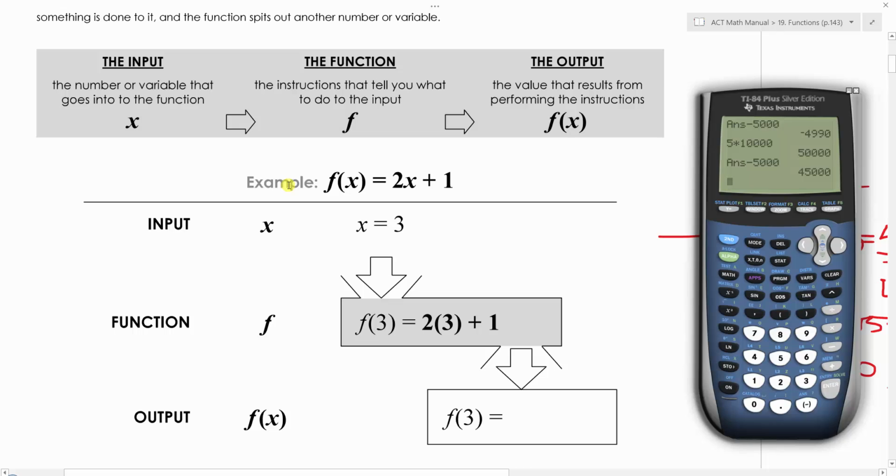Functions generally will have three parts, three components to them. They will have an input, which is the thing that goes in. In our previous example, that was the number of widgets.